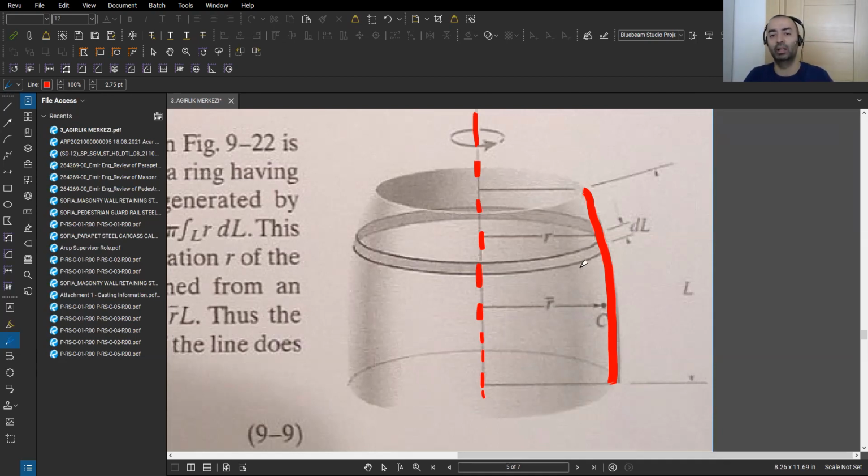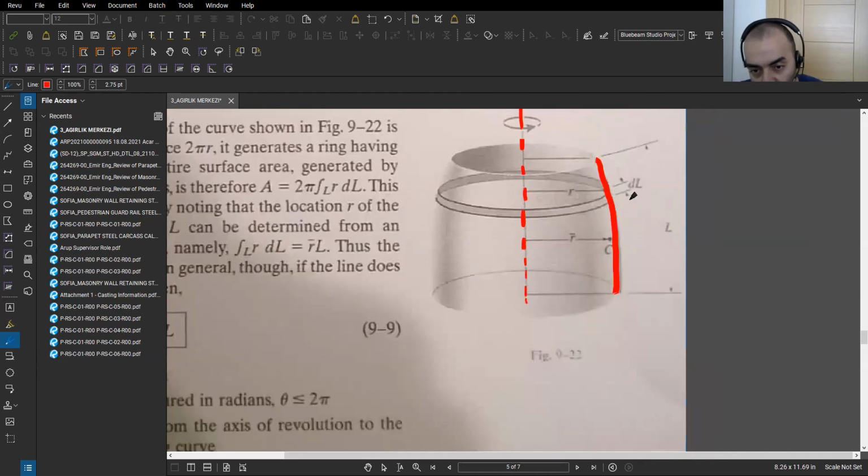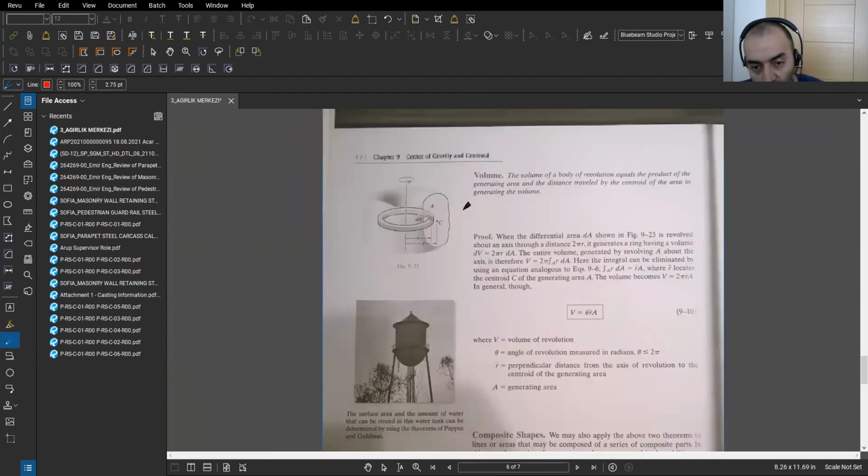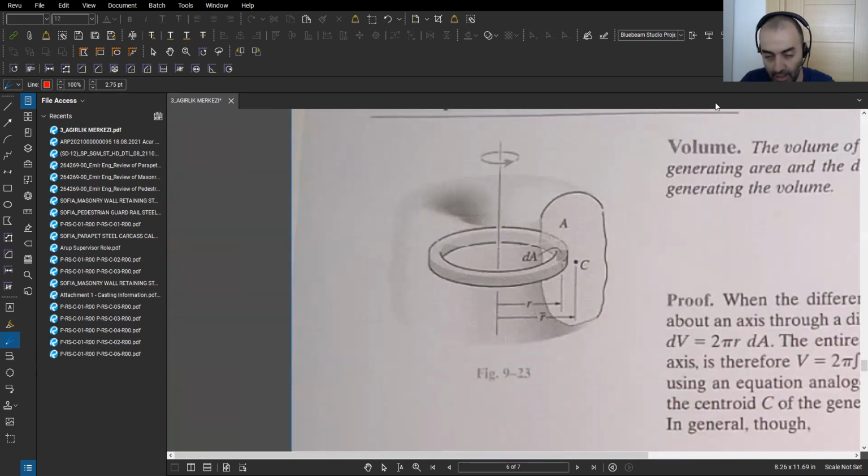Okay, if I have a two-dimensional member, that means if I have a surface, when I rotate this surface around an axis, what am I going to get? Take a look here, this example. As you can see, I have an arbitrary shape. When I rotate this shape around this axis, I'm going to get a volume.